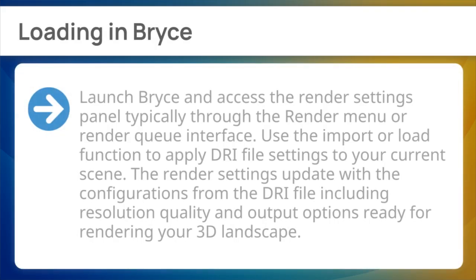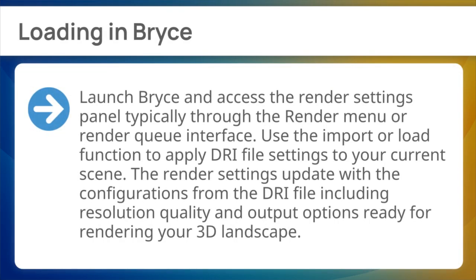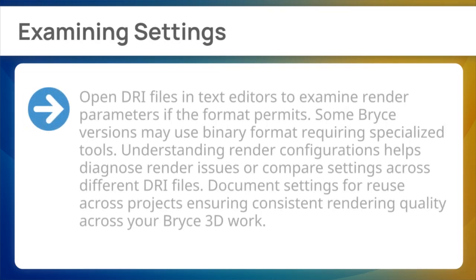First, loading in Bryce. Launch Bryce and access the Render Settings panel typically through the Render menu or Render Queue interface. Use the Import or Load function to apply DRI file settings to your current scene. The render settings update with the configurations from the DRI file, including resolution quality and output options ready for rendering your 3D landscape.